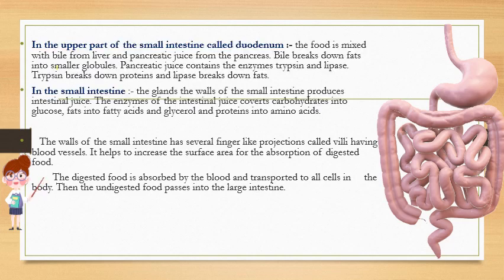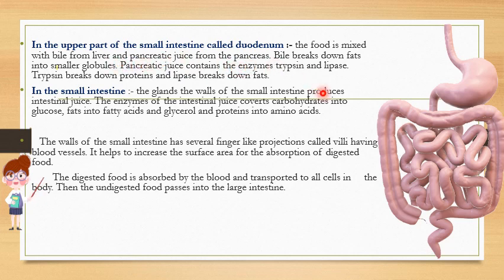Now let us discuss how digestion takes place in the small intestine. A very important thing we have to understand before that. The upper part of the small intestine is what we call the duodenum. Here the food is mixed with bile from the liver and pancreatic juice from the pancreas.